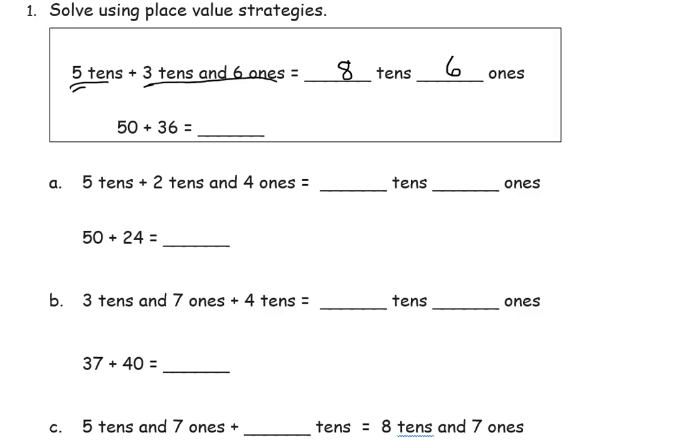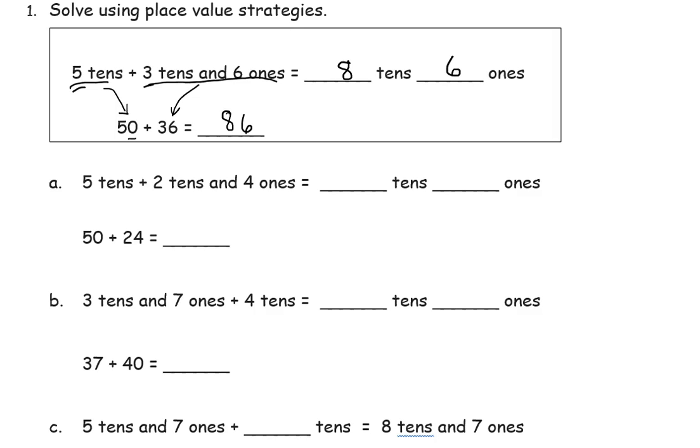The number form of this problem would show 5 10s as being the same as 50, 3 10s and 6 1s as being the same as 36. And again, my 1s will stay the same since I'm not adding any more 1s, but 5 10s plus 3 10s gives me 8 10s. And so the answer is 86.